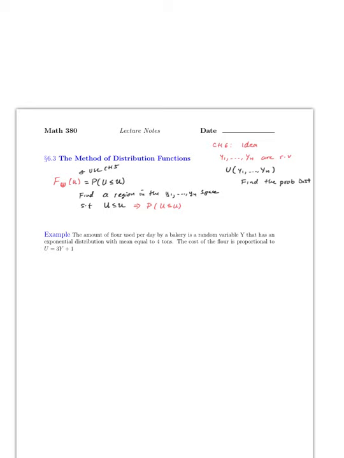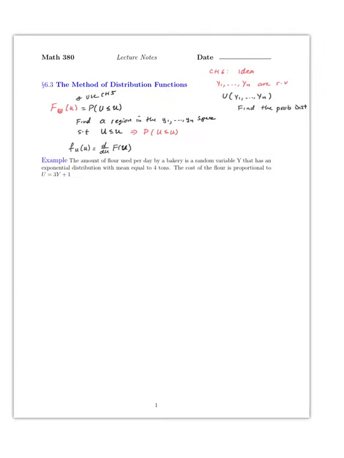And remember, once you find the distribution function, which is this one, then you want to find the probability density function. All you have to do is take the derivative. The derivative with respect to u of F of u will give you the probability density function you're trying to find. So that's how the method is going to work. Let's do an example and see how this actually works.